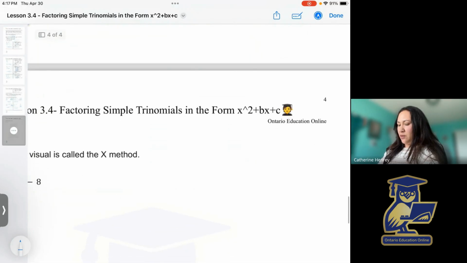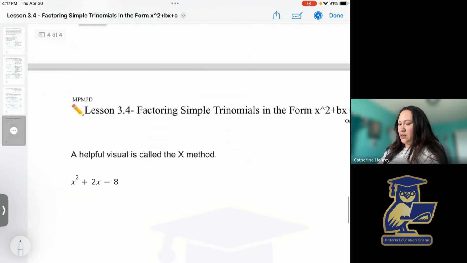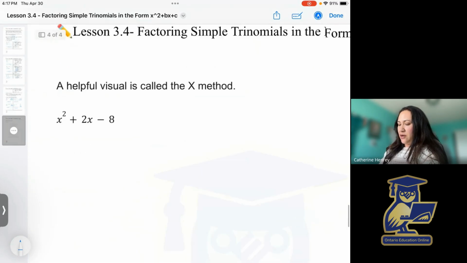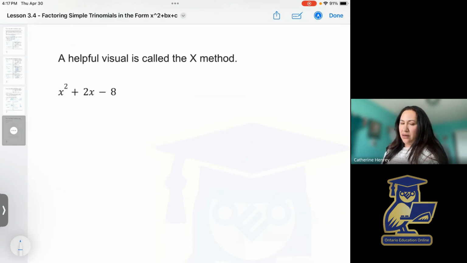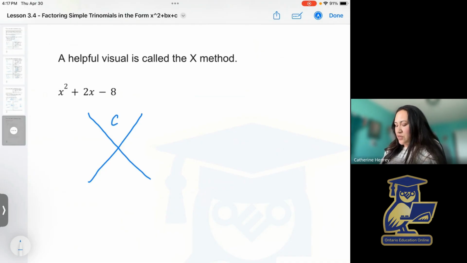So we have a couple of other examples, but essentially there is another method. It's not really that different. It just helps sometimes for people who are really visual like me. And it's just called the X method because all we do here is we actually place the numbers in an X. So at the top goes our C value, and at the bottom goes the B value.